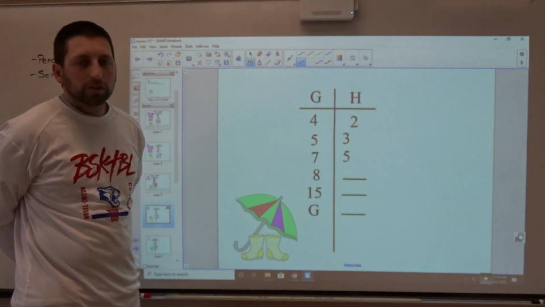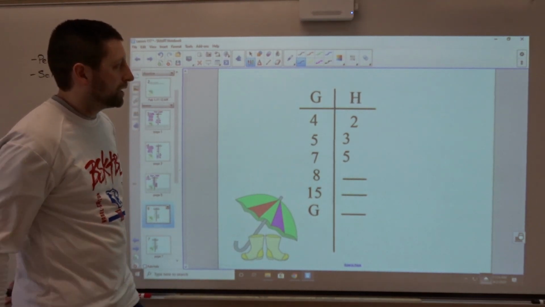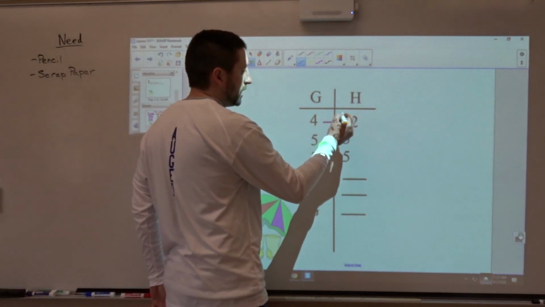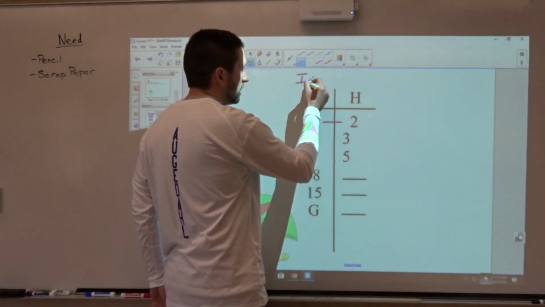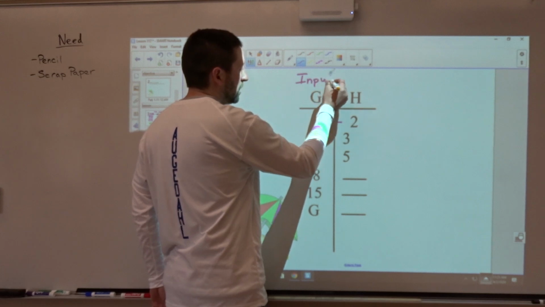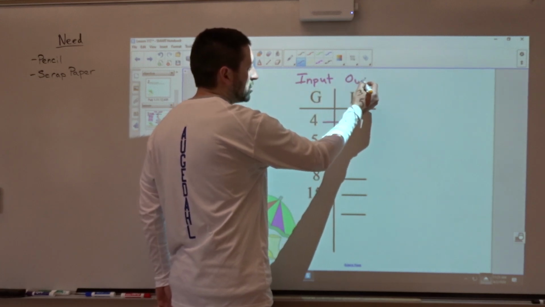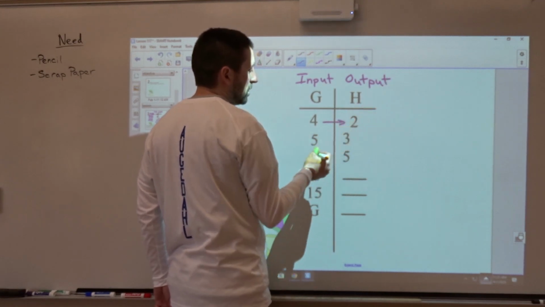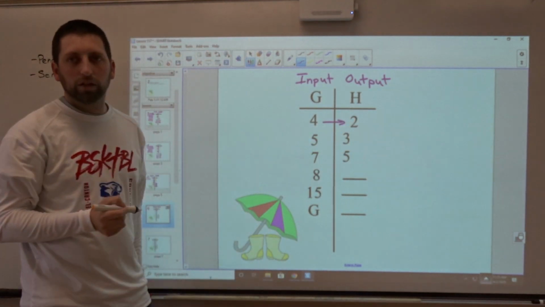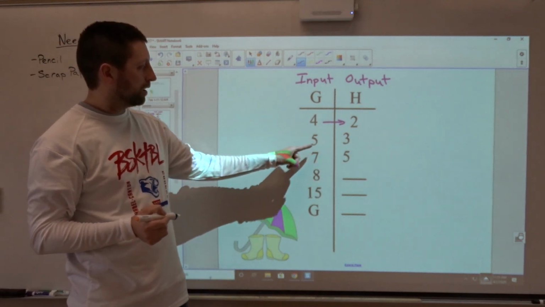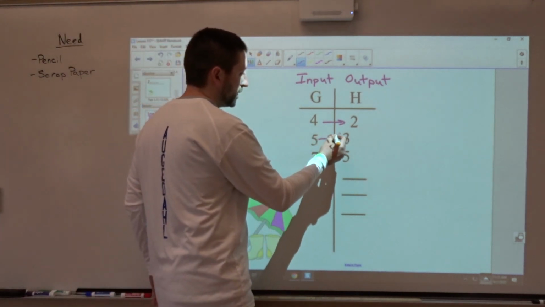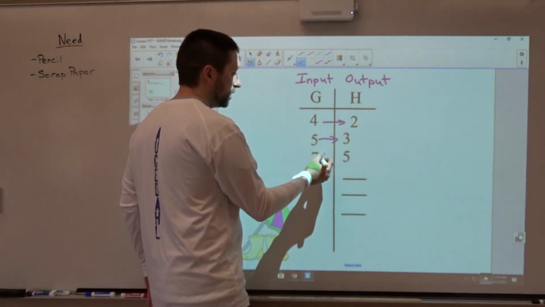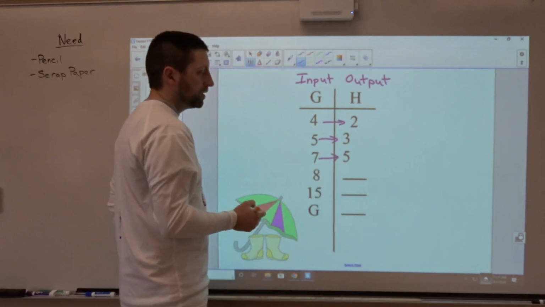This is a different kind of input-output table because as we go from G, the input, to the output H, we go down. We're actually decreasing. We're getting smaller. So from 5, we're going down to 3. Going down from 7 to 5.